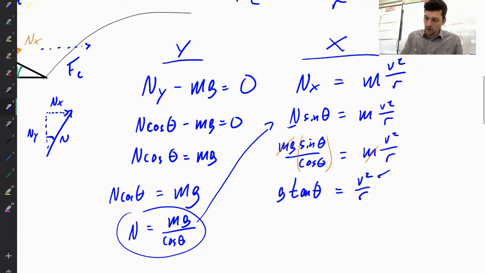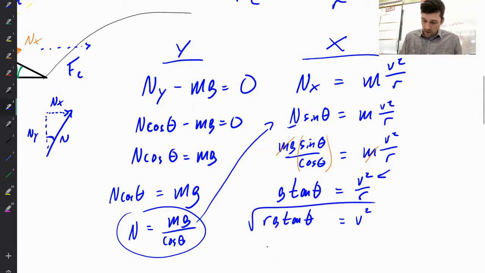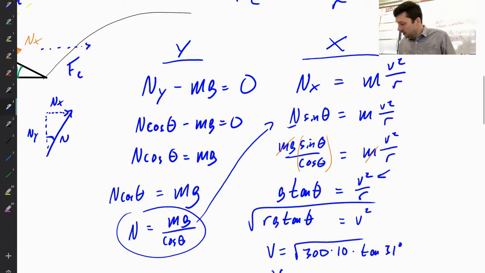And we wanted to know v. What's the velocity that will let you traverse this bank turn with no friction? Let's solve for that. V squared equals r g tan theta, square root that whole thing. V is going to be equal to the square root of 300 meters times g, 10, times the tan of 31 degrees. So the velocity, 300 times 10 times tan of 31, square root, is going to be 42.5 degrees.